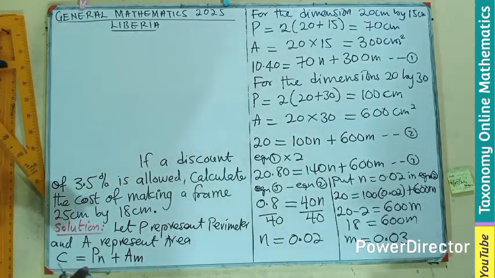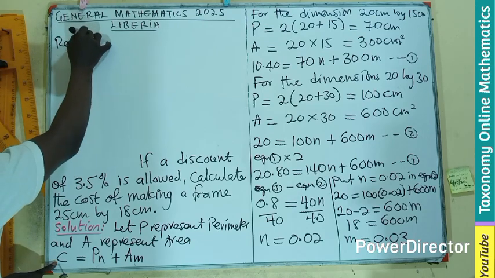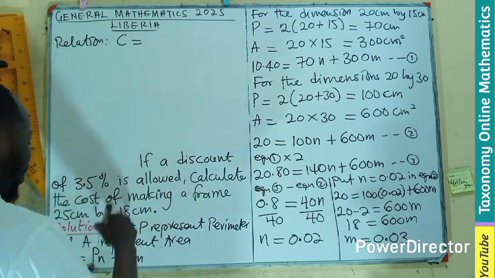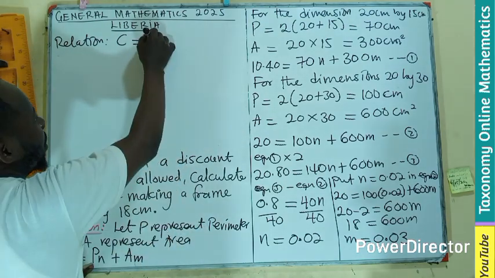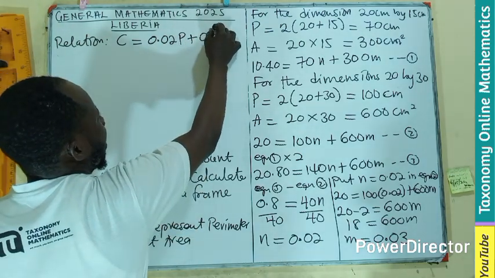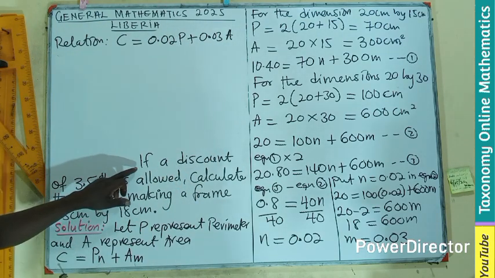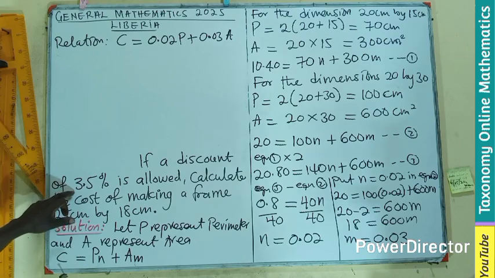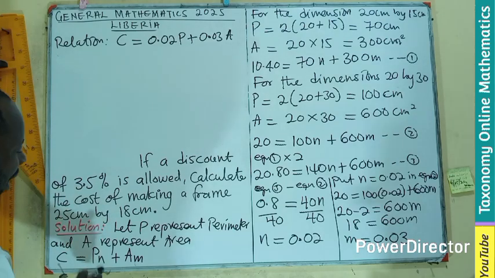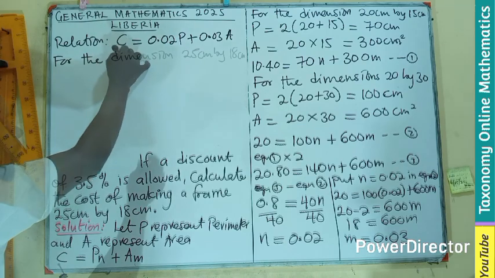So let's do our substitution. From here, you have your C, let me just say the relation connecting them all: C equals P times n, which is 0.02 P, plus 0.03 A. So this is the relation connecting them all. But now we are looking for a discount. But before then, we need to know the cost involved in making a frame of 25 by 18. So I can say that for the dimension.